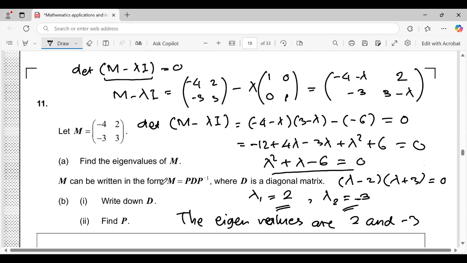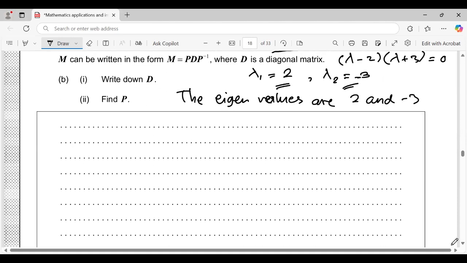M can be written in the form M equals P times D times P to the power minus 1, where D is a diagonal matrix. Write down D. If it is a diagonal matrix, matrix D has lambda 1, 2, and lambda 2, minus 3, so 2 and minus 3, and these are 0, 0. That is D. Find P.